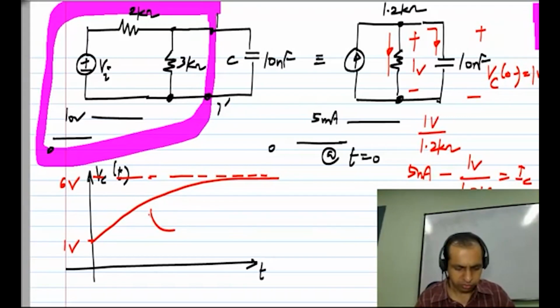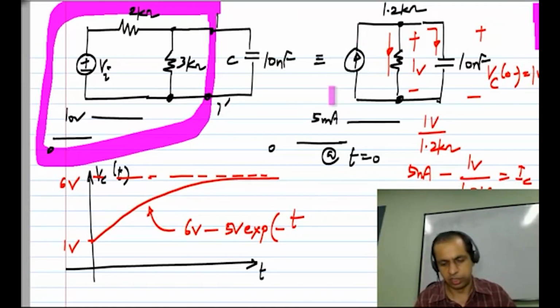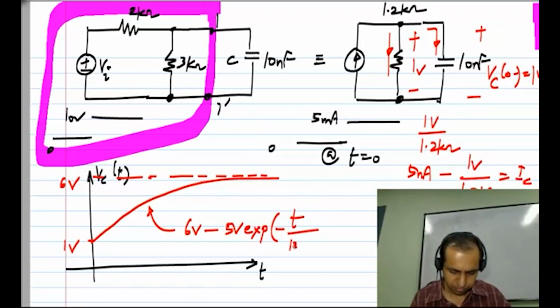And the equation will be exactly the same as before. Of course, it will be 6 volts minus 5 volts exponential minus t by tau. If you set the independent source to 0, we just have 1.2 kilo ohms across 10 nanofarad, which is 12 microseconds, and in fact we have to get exactly the same answer as before, otherwise we would be in trouble. So that's the expression for it.